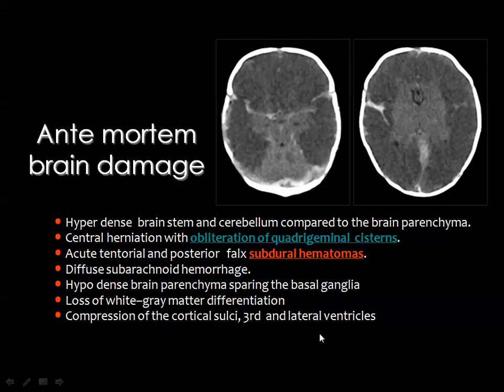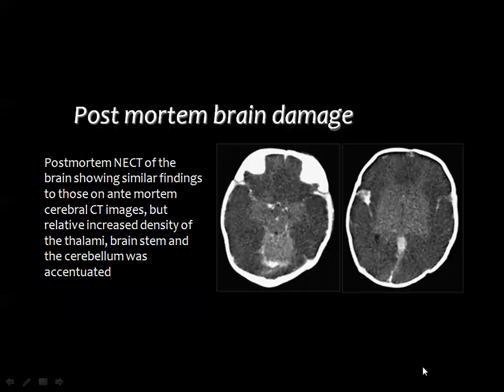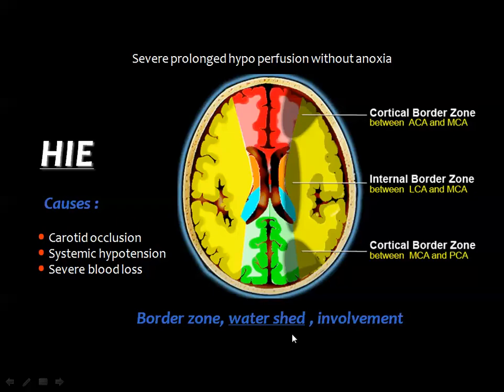coning. Acute tentorial and the posterior falx subdural hematomas are usually the sequelae of ischemic vasculopathy, which will result in damage of the wall of the vessel and the bleeding in the subdural space. Also, there may be subarachnoid hemorrhage. Then this is the post-mortem brain damage. As I have mentioned, this is an indication of profound cerebral ischemia whenever you see the global hypodensity of the brain together with hemorrhagic spots in the subarachnoid and in the subdural space.